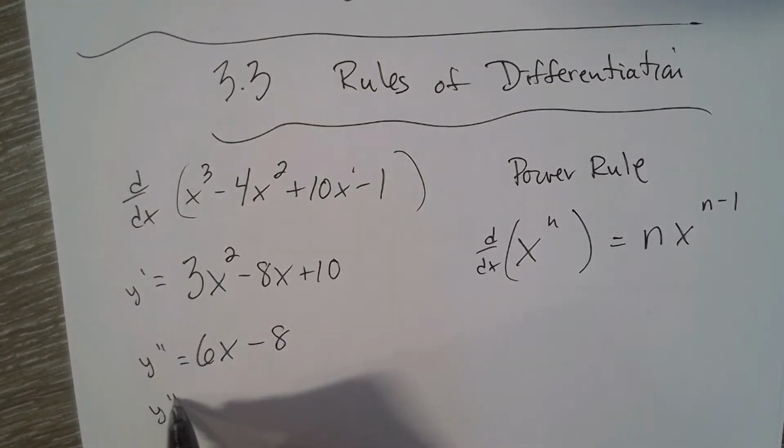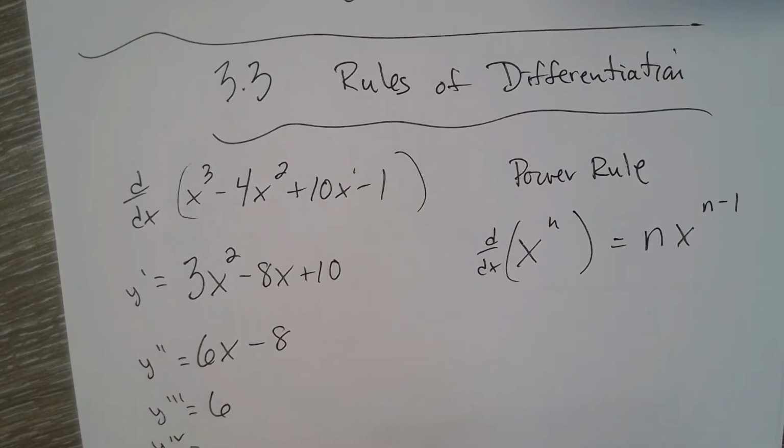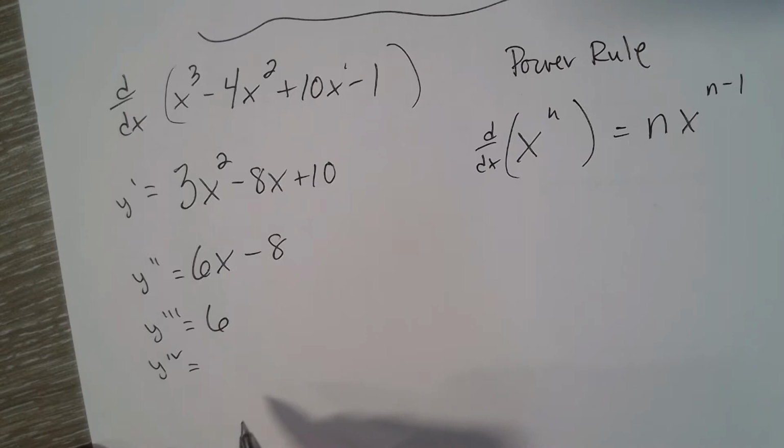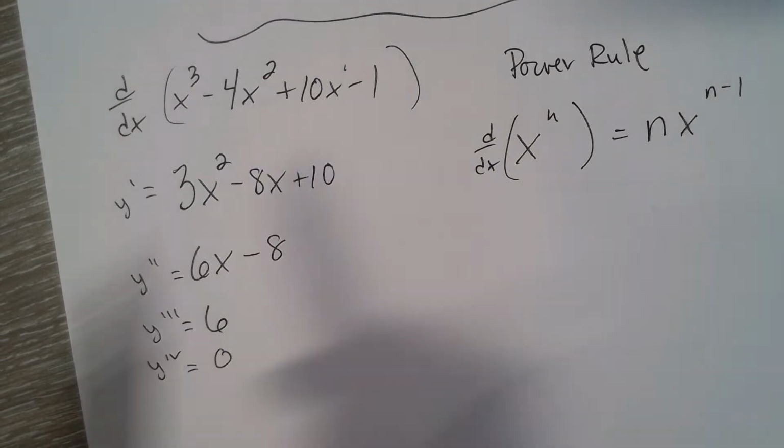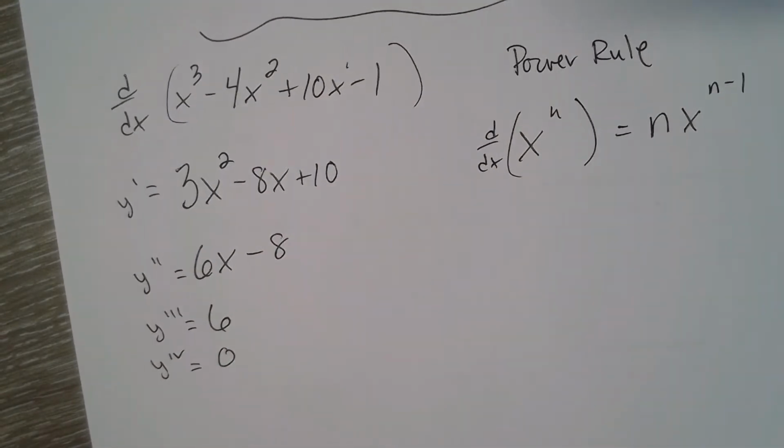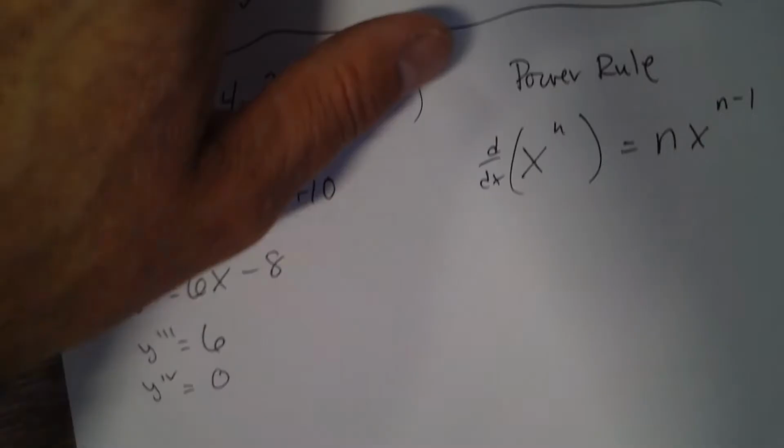We're on a roll. Might as well do a triple prime. And just because I want to do Roman numerals, I'll do another derivative. So I get 0. Okay, so that's the power rule. When applied to a polynomial, it's very straightforward. There are other applications for the power rule.